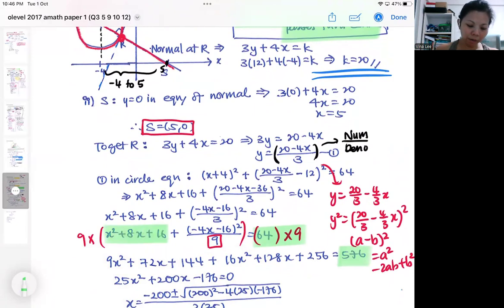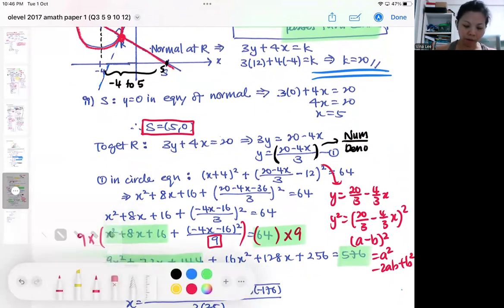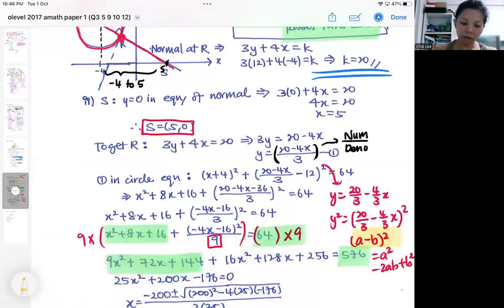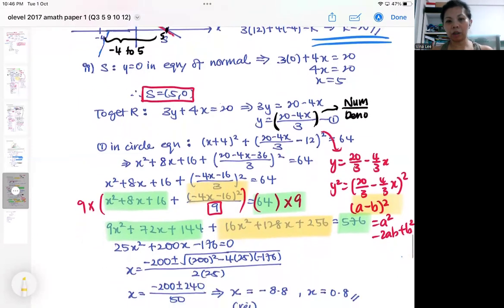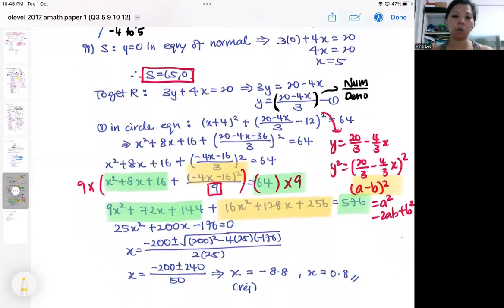Okay, then all these are multiplied by 9, and then I can focus on applying my a minus b squared here. So no doubt it will give me big numbers, but it doesn't matter. I prefer to deal with big numbers because eventually I see a quadratic, right? I plan to use the quadratic formula. I'm not going to do the factorization. So I'm just going to do the formula directly.